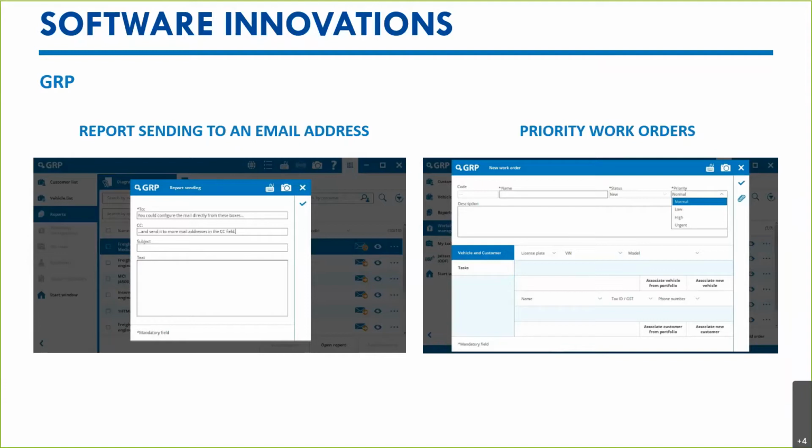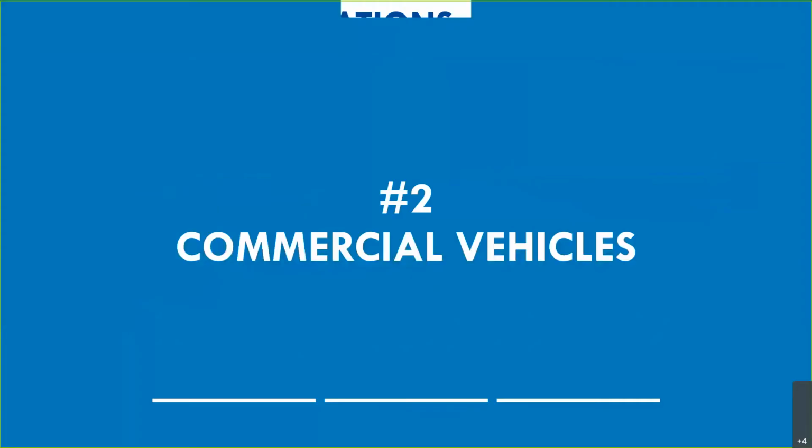Also, from this version, it will be possible to establish priorities in the work orders. And these priorities could be low, normal, high, and urgent. So based on these priorities, the different tasks will acquire the priority of the order that we have previously established. So these have been the most important innovations regarding the software and its use.